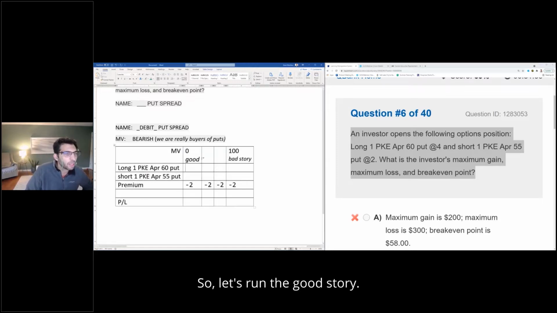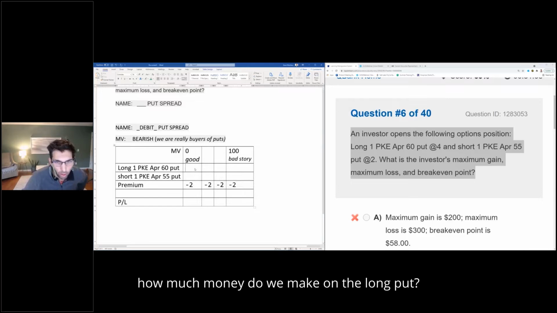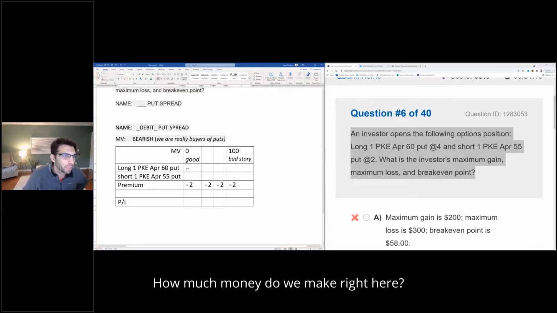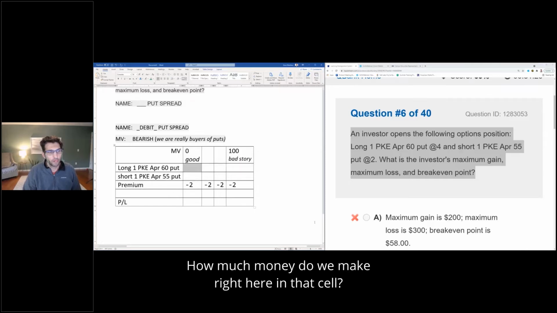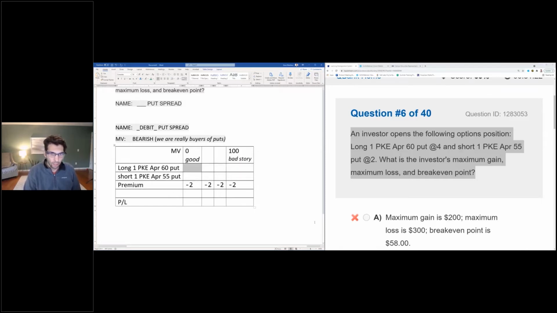Okay. So let's run the good story. If it goes all the way down to 0, how much money do we make on the long put? How much money do we make right here in that cell? Now remember, don't worry about the premiums right now. We got our premiums down here on this line. So we make $60. Buy it at 0, sell it at 60.